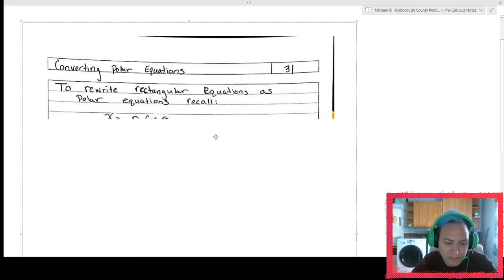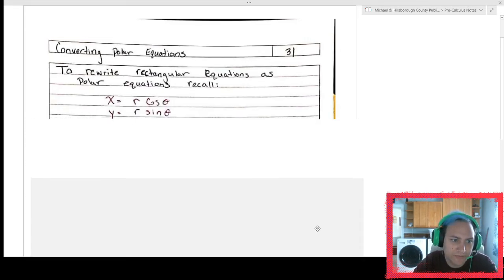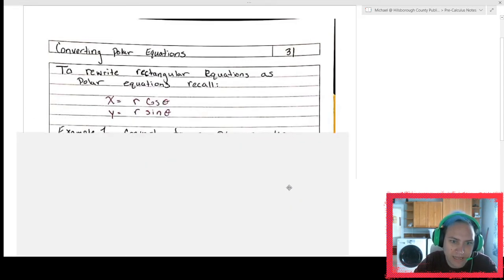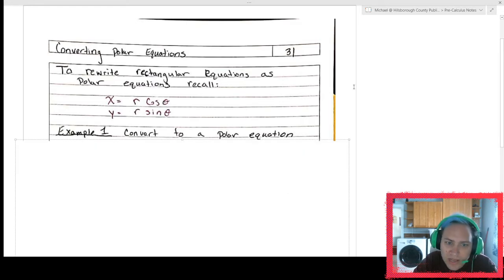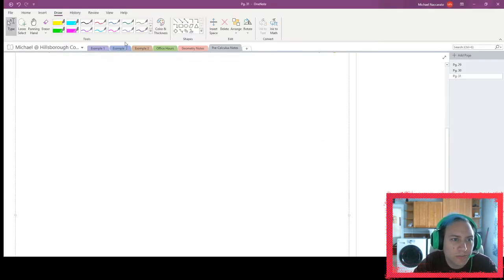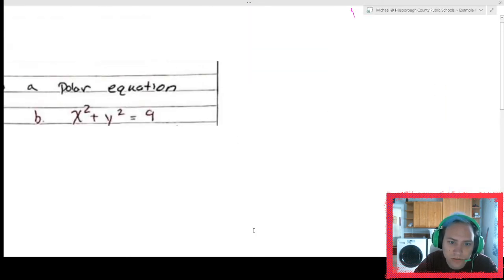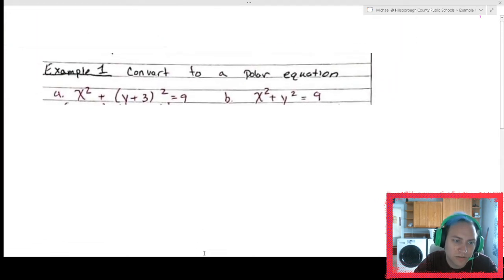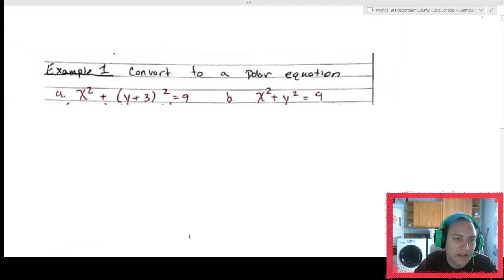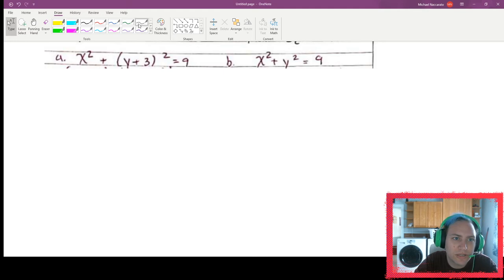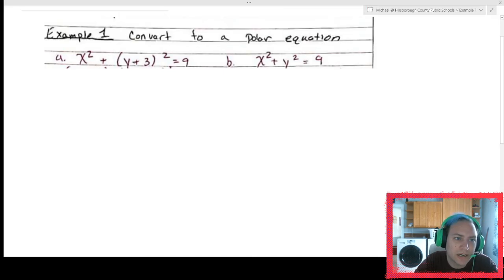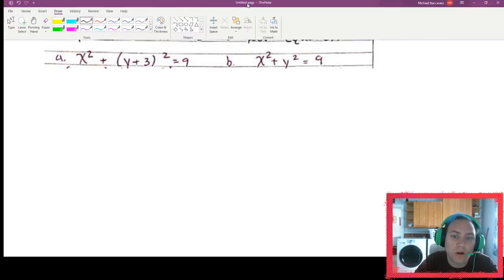And I believe that brings us to our first example already. Convert these equations. So let's jump over to example 1. I have these two equations that I want to talk about converting into their polar equation form.